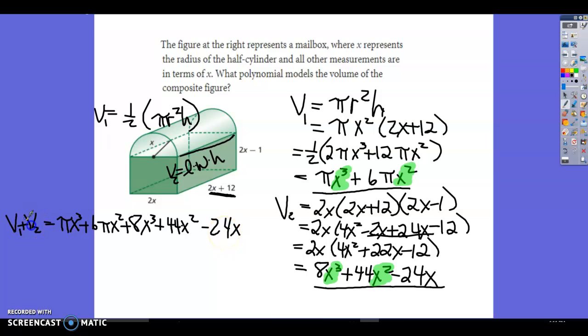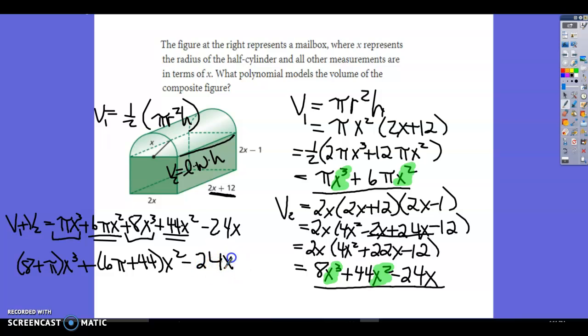All right, now we already noticed that these both have x cubed, so I'm going to combine my pi and my 8. So how do I combine a pi and an 8? I'm just going to write it as 8 plus pi times x cubed. All right, and then I've got an x squared and another x squared, so I'm going to have 6 pi plus 44 times x squared, and then bring down my minus 24x. So this represents the volume of the mailbox.